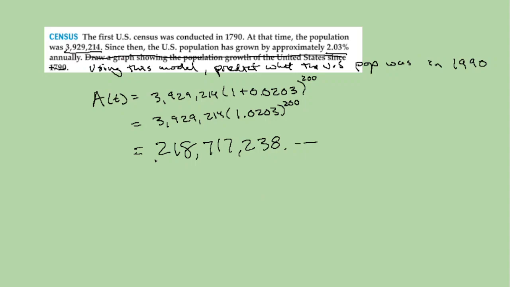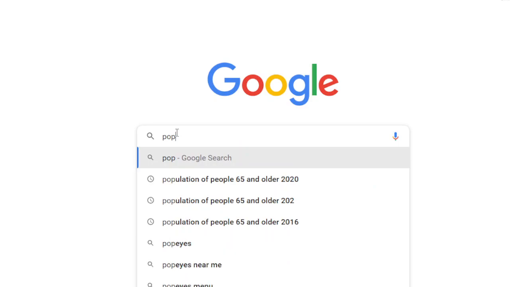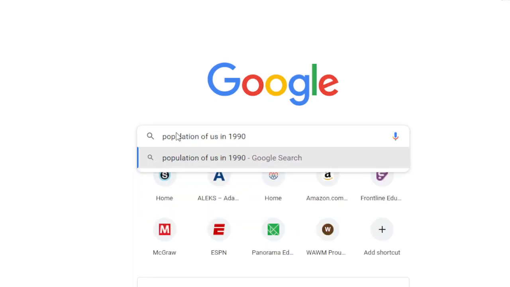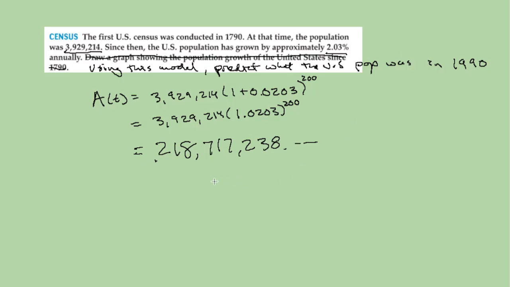And so let's look this up really quick, and let's say population of U.S. in 1990. All right, and the population of U.S. in 1990 was 250.1 million, right? And so is it completely accurate? No. But all things considered, is it relatively close? Yeah, it's within 30 million.